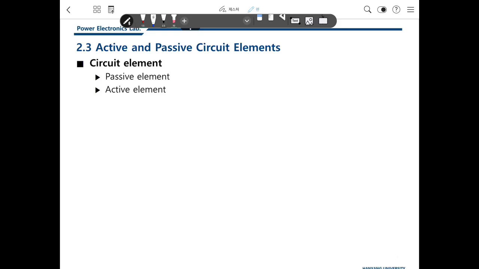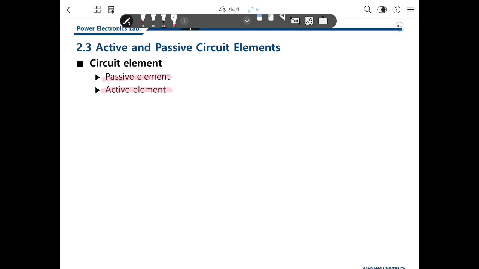Next, we will deal with the active and passive circuit elements. The electric circuit has two kinds of elements. Actually, there are many elements in an electric circuit: resistor R, inductor L, capacitor C, voltage source, current source, coupled inductors, and whatever it is. But all of them are classified into two groups. The first is the passive element. The second is the active element.